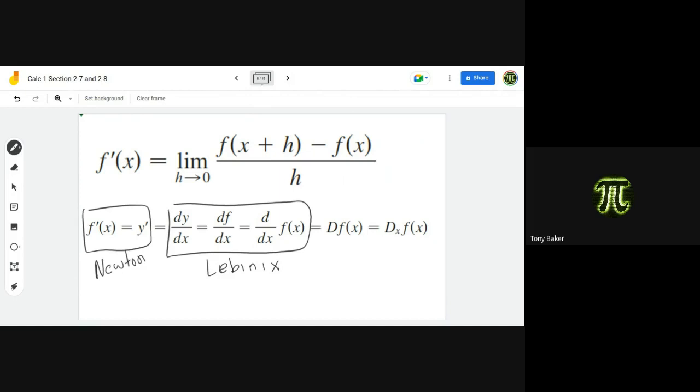Leibniz. Let's try this again. Leibniz. Leibniz. That's the proper spelling of his name. Oh, he was German, not French. Sorry.